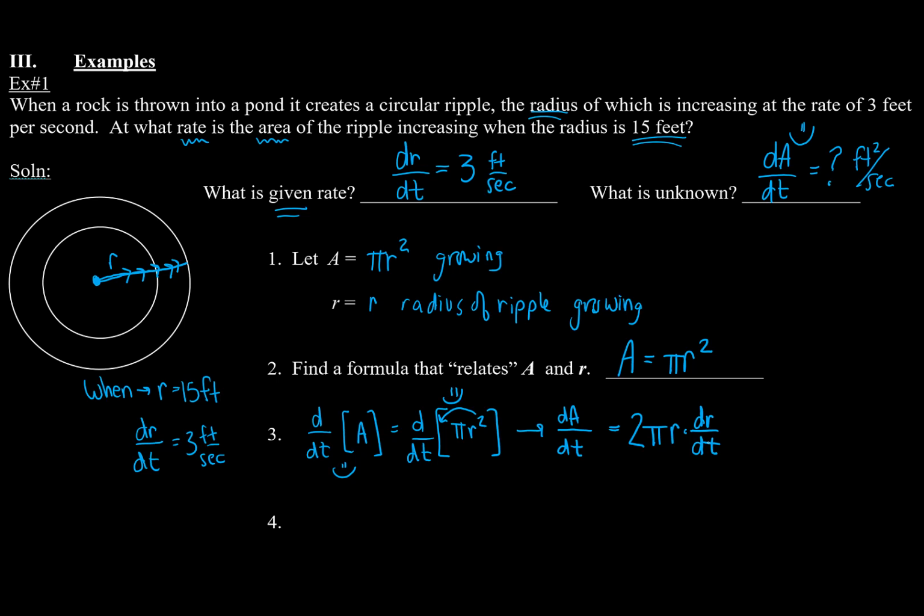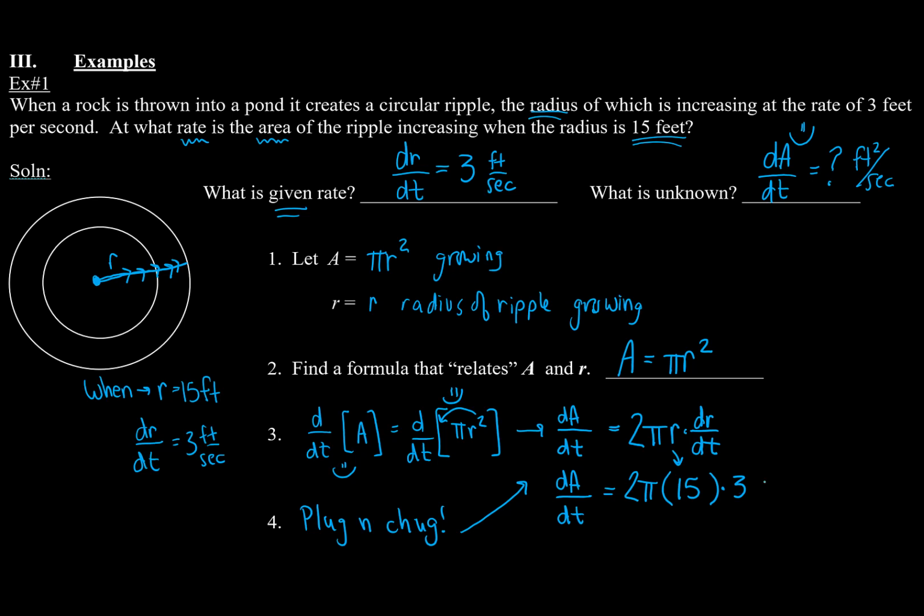Now I'm going to do my step 4. My step 4 is my plug and chug step. So I'm going to plug in the things that I know into this formula. I don't know the change in area. That's what I'm trying to find. At the moment that we're trying to find the area changing, we know that the radius is 15 feet, so I'm going to put that in for r. And the radius is changing at 3 feet per second, so I'm going to put that in for dr/dt.